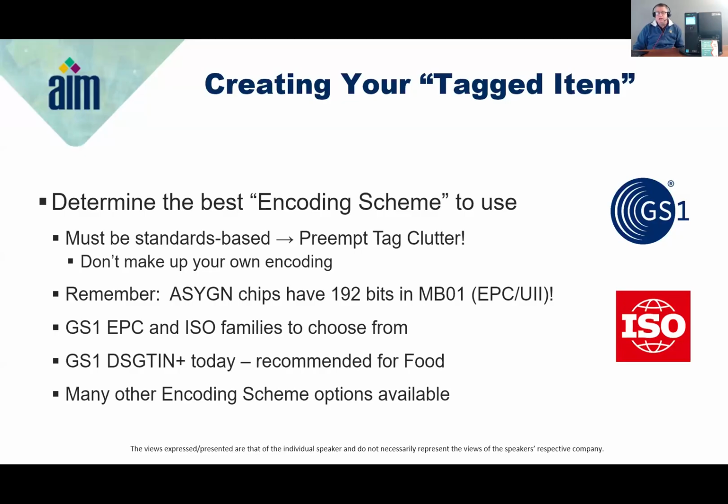Standards-based encoding schemes come from two organizations, GS1 and ISO. It's a long story why there are two, but there are two. So you must pick an encoding scheme from one of these two families or organizations, GS1 or ISO. Today we're focusing on food, and probably the best, most appropriate encoding scheme to use would be DSGTIN+ from GS1. So we're going to be encoding, personalizing some tags with DSGTIN+ today.